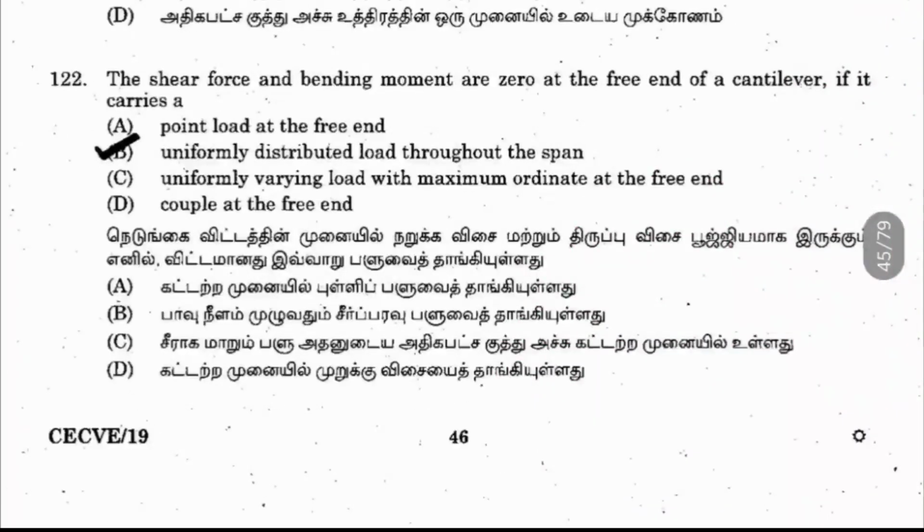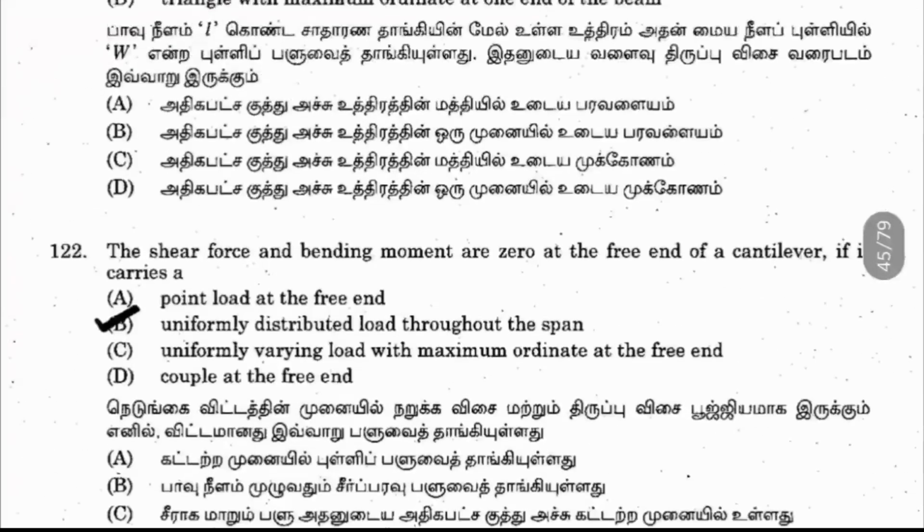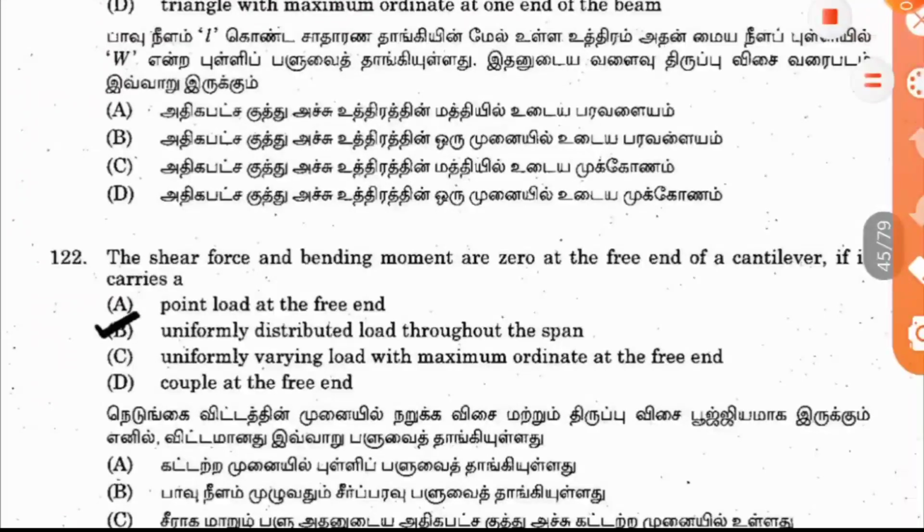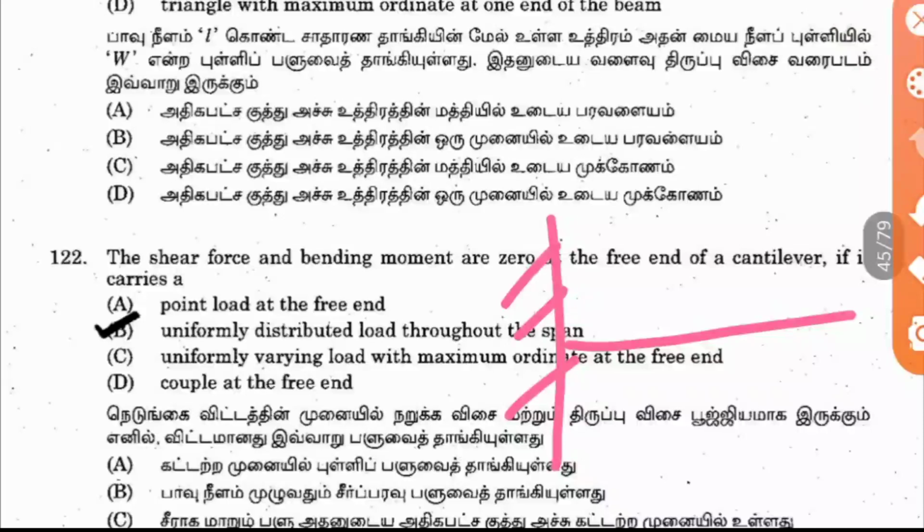Question 122. The shear force and bending moment are zero at the free end of a cantilever if it carries a what? Okay, so if this is the cantilever, at the free end there should be zero bending moment and zero force. So here there should not be any force at all. So when you see the options here, a point load at the free end cannot be there, because when the point load comes here, obviously a shear force will be there. Uniformly distributed load throughout the span, this is the right answer.